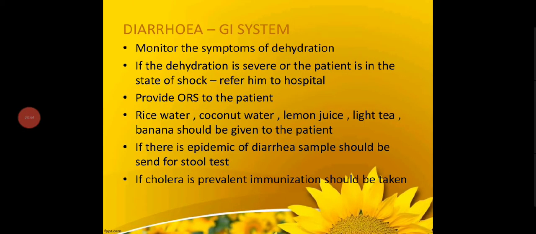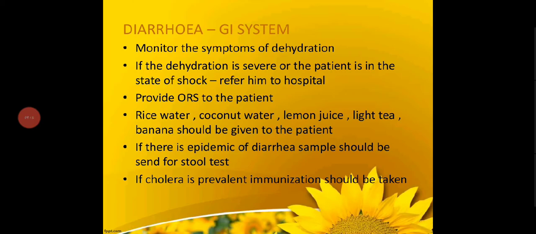And diarrhea: you will monitor the symptoms of dehydration. If the dehydration is severe or the patient is in a state of shock, refer him to the hospital. Dehydration has 3 levels. If the patient is having shock, then you will refer him to the hospital. You will provide the ORS to the patient. Rice water, coconut water, lemon juice, light tea, banana should be given to the patient. It will hydrate the patient.